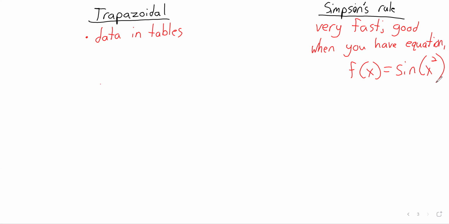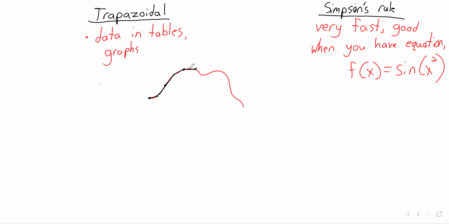Between data, and I mean, I guess I'll say that the trapezoidal rule also works fine if you have data stored in graphs. I mean, if you actually have a graph, you can just read these values off the graph and use the trapezoidal rule this way.